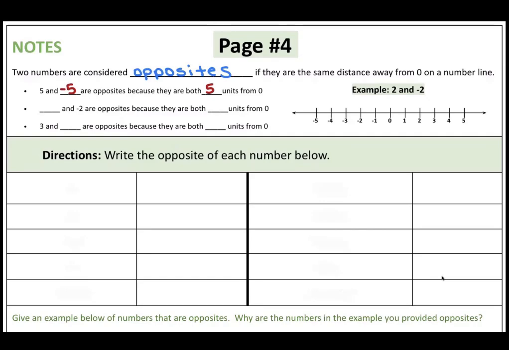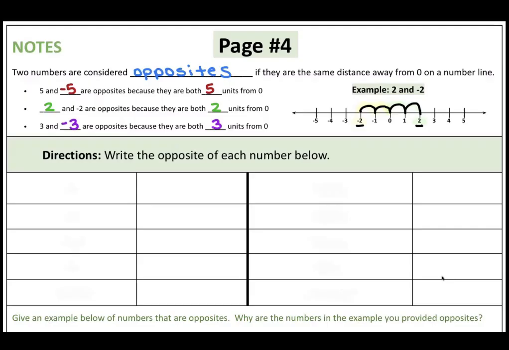It says blank and -2 are opposites. Well, 2 and -2 are opposites because they're both 2 units from 0. And I want you to fill this in on the number line to the right as well. So if we have -2 and 2, we can see that 2 is 2 spaces from 0 and -2 is 2 spaces from 0. They are opposites. And then our last note, 3 and -3 are opposites because they're both 3 units from 0.